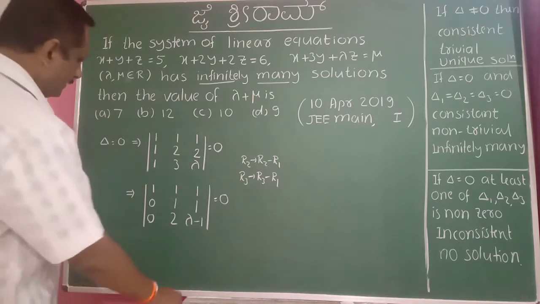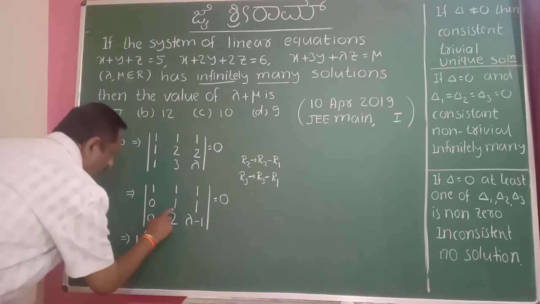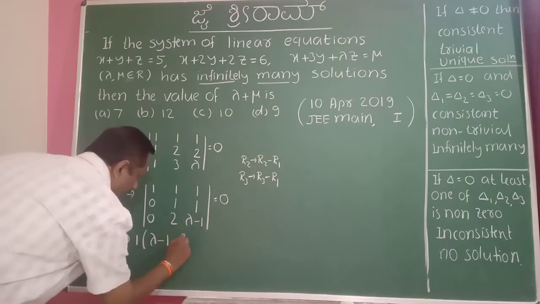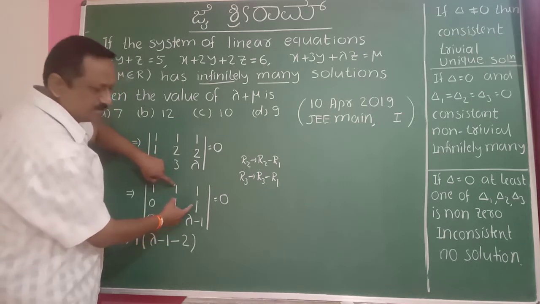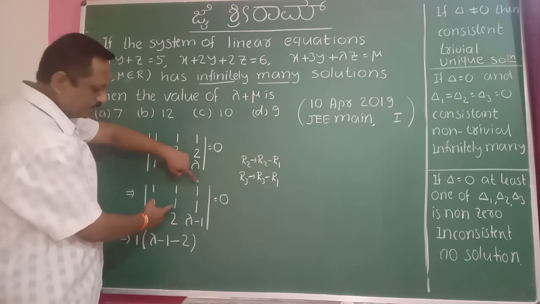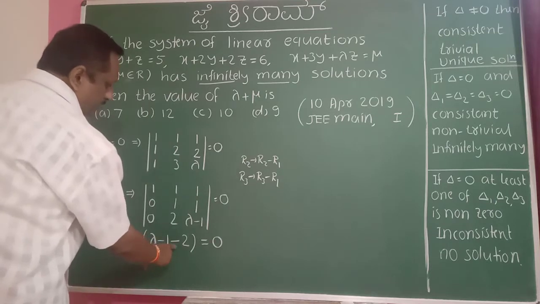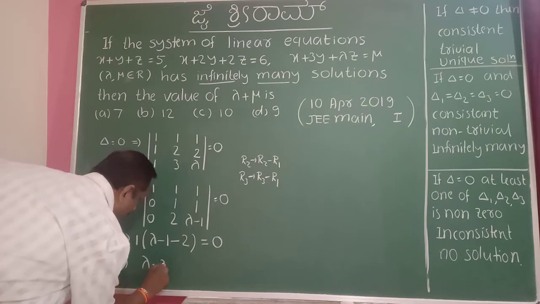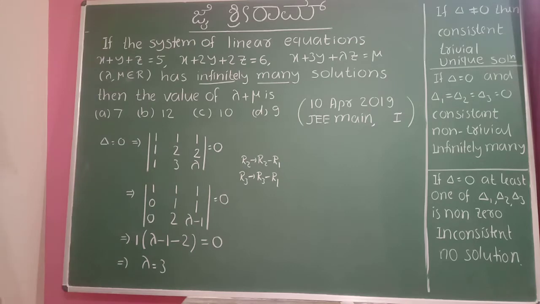Now we will expand it. Therefore this implies 1 into lambda minus 1 is lambda minus 1, minus 2 ones are 2. Then minus 1 into 0 is 0, 0 into 1 is 0, the next term is 0. 1 into 0 is 0, 0 into 1 is also 0. Therefore write only this equal to 0. Minus 1 minus 2 gives minus 3, take minus 3 to the right hand side. Minus 3 becomes plus 3. Hence lambda value is 3.